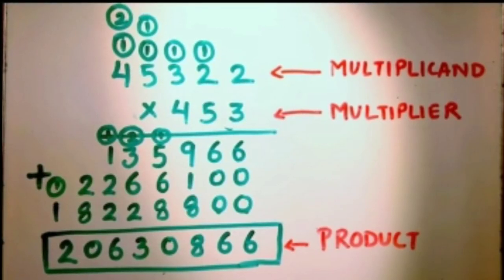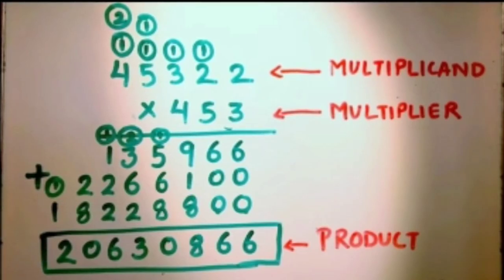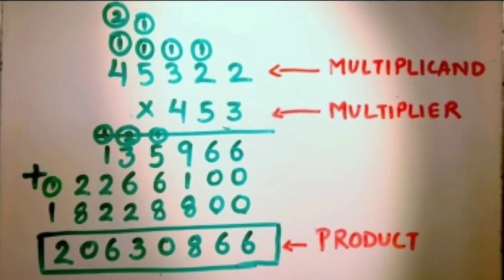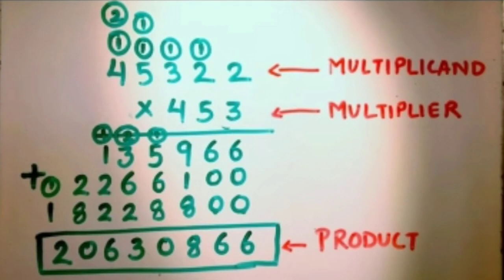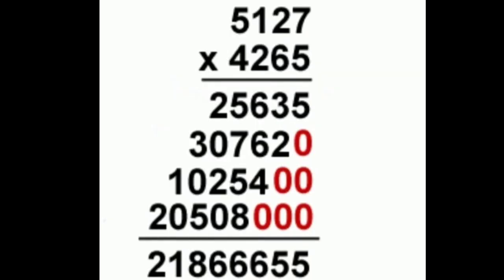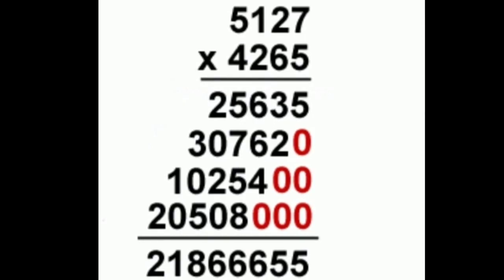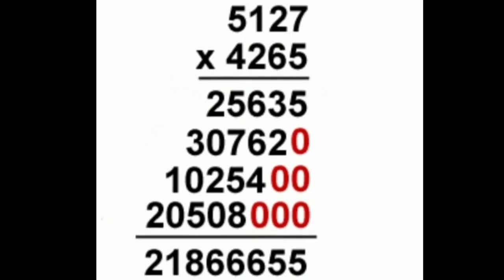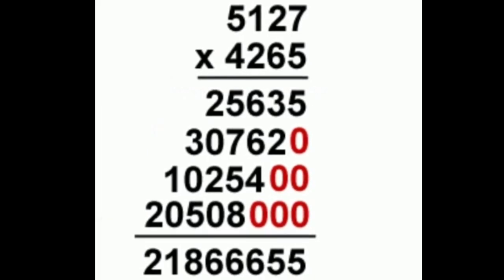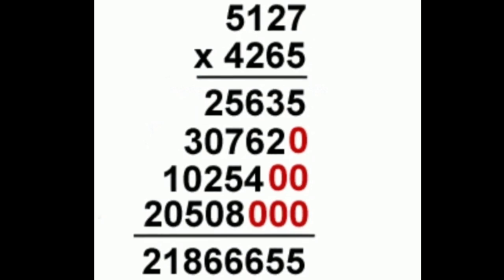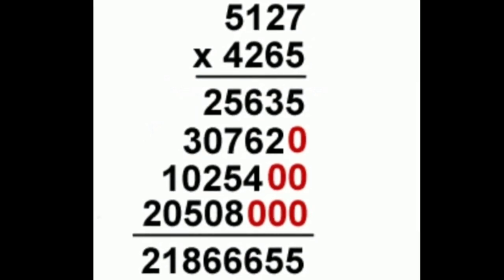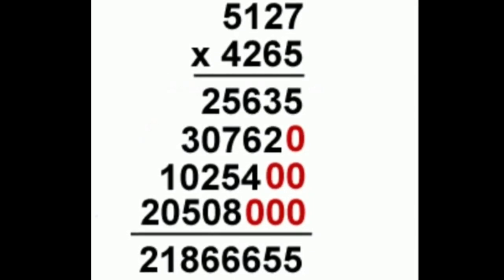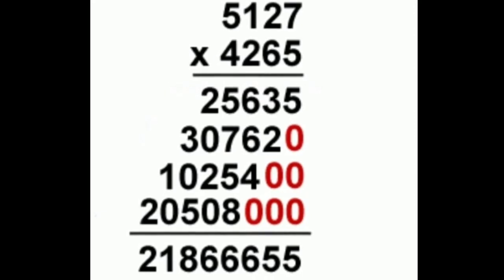45,322 and I have multiplied it with 453. So after carrying out the multiplication, we get the answer as 2,06,30,866. Similarly, we can carry out the 4-digit multiplication also. Let us see another example. So in this example, I am multiplying 5,127 with 4,265, and after carrying out the whole process, I get the answer as 2,18,66,655. So the process of carrying out multiplication is very easy. All you need to do is a lot of practice.